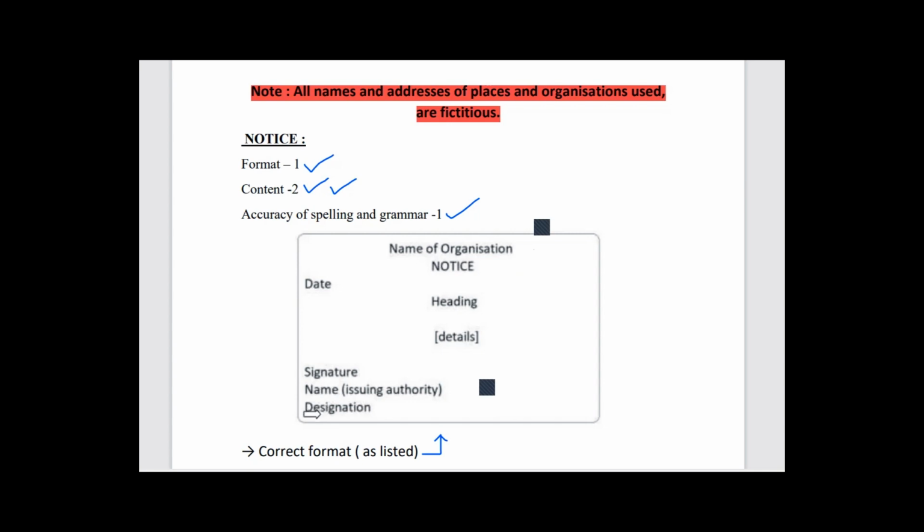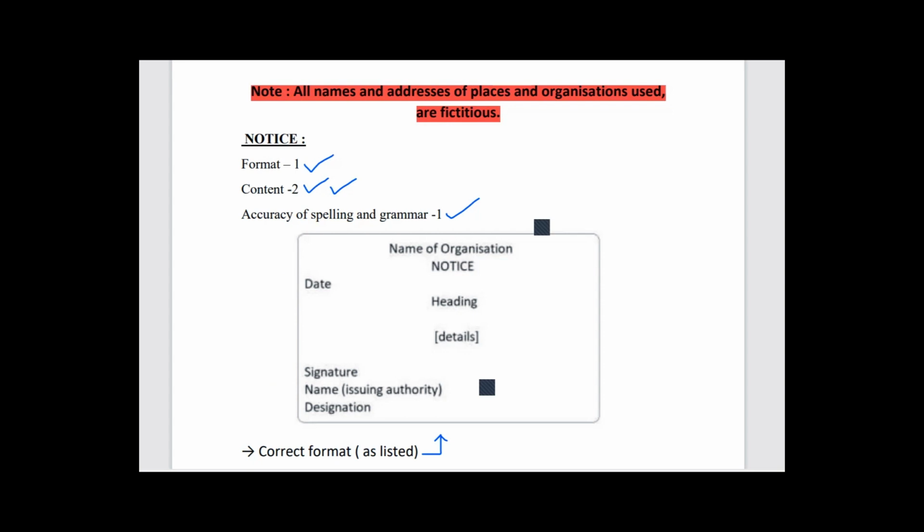Under the name, you have the designation. The format, as I mentioned, which is all of this that we talked about, is for 1 mark. The content is for 2 marks. The whole one paragraph, which comes under the heading. Accuracy of spelling and grammar is important. You do get marks deducted if you have more than 3 mistakes in the spelling or the grammar that you use in notice writing.